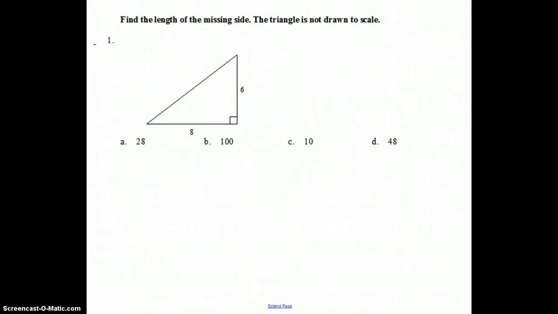In this first problem, it asks us to find the missing side. First of all, if this were a regular right triangle, I would assume this side is C. So I could follow my a squared plus b squared equals c squared from Pythagorean. So 6 and 8 are going to be a and b. C is going to stay there.